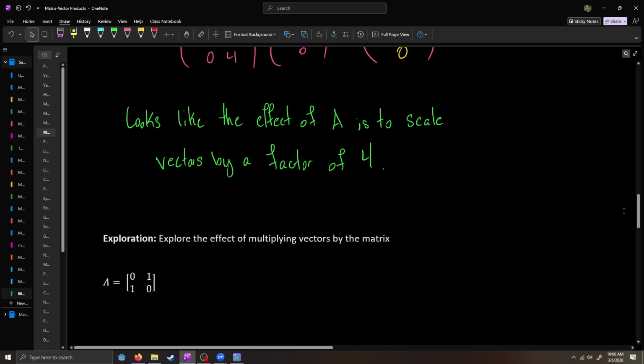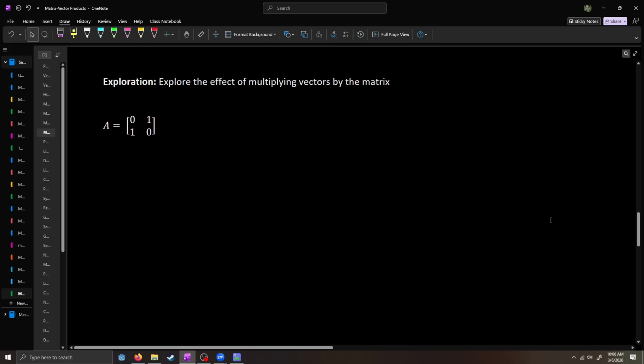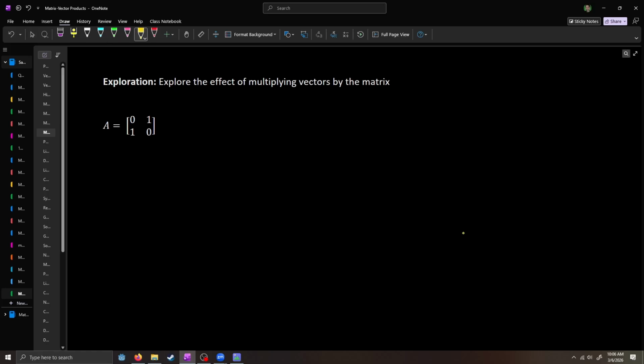Let's do another experiment with a different matrix. Let's go ahead and apply this matrix A to a couple of different vectors and see if we can understand or describe the effect of this matrix on vectors. So let's go ahead and do some experiments. Starting, for example, with a vector like, once again, 1, 2.